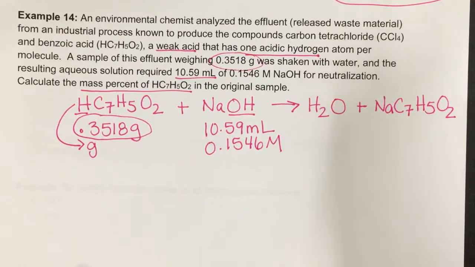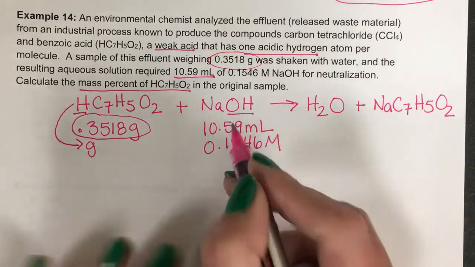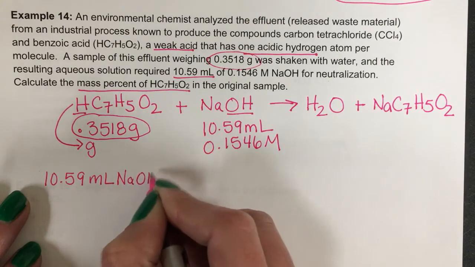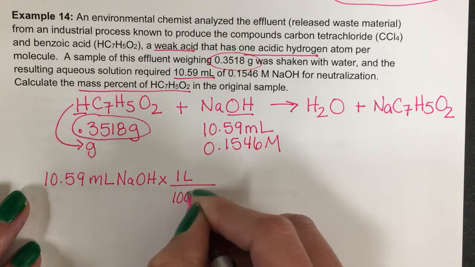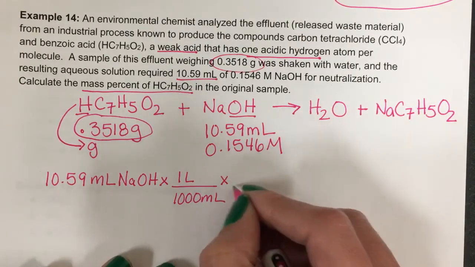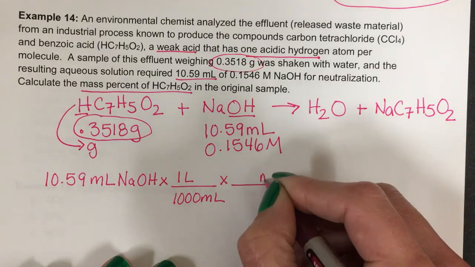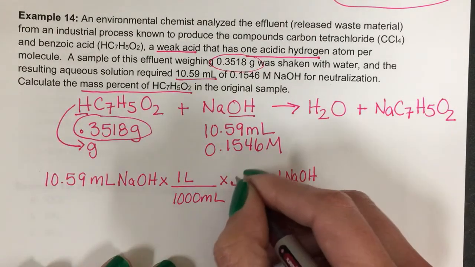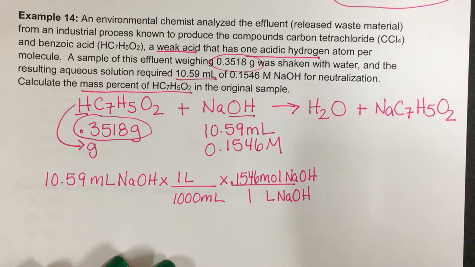So here's the way this problem should have worked. I start with my known. I'm changing that to my unknown. So I know I've got 10.59 milliliters NaOH. I never like milliliters, so the first thing I do is I change that to liters. Once I know how many liters they have, I want to get rid of liters of NaOH. I want to know about moles. Remember, my molarity tells me I've got 0.1546 moles for every 1 liter of solution.